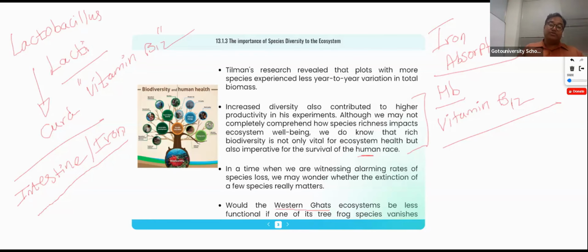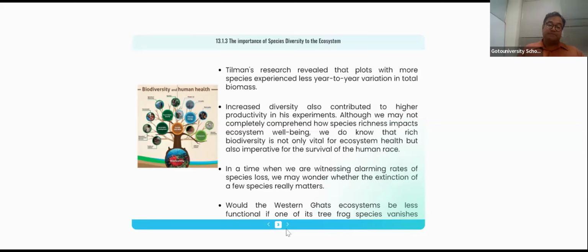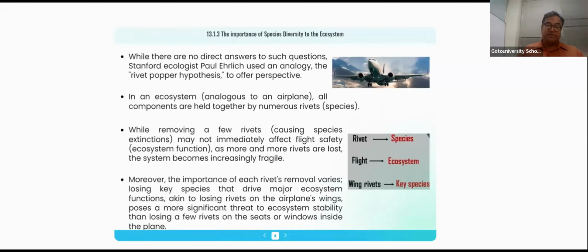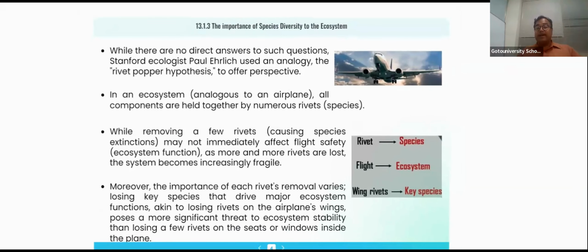Now we are entering the next important concept, the importance of species diversity in an ecosystem. There are no direct answers to each question. Stanford ecologist Paul Ehrlich, meaning the scientist who belongs to Stanford University, brought a beautiful hypothesis, which is nothing but the rivet popper hypothesis. See, I'll give an example for you.